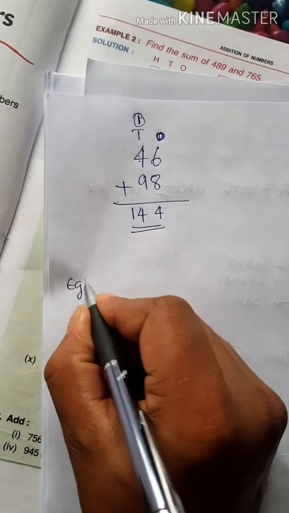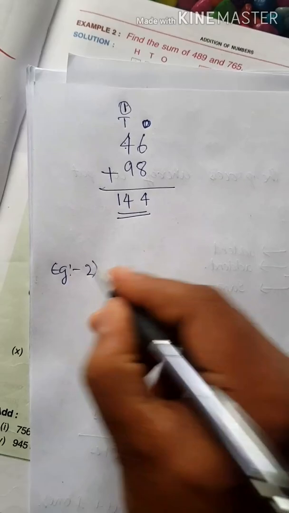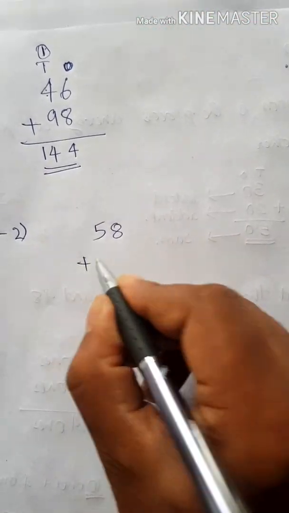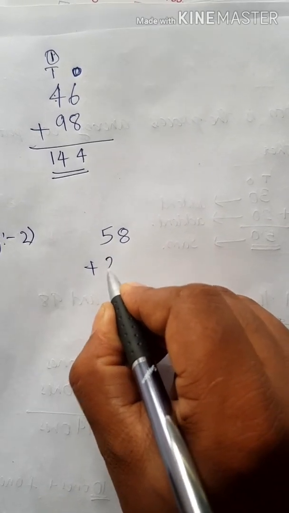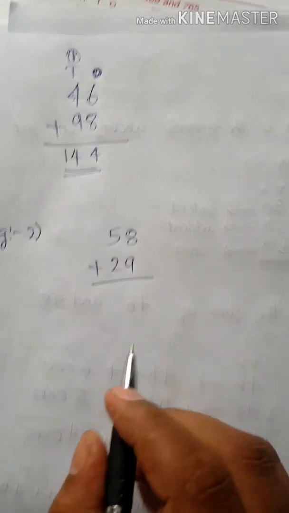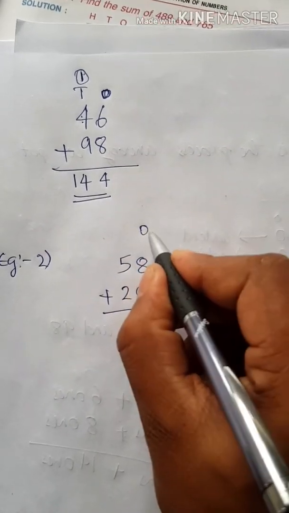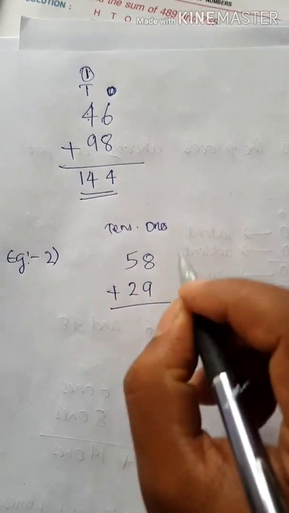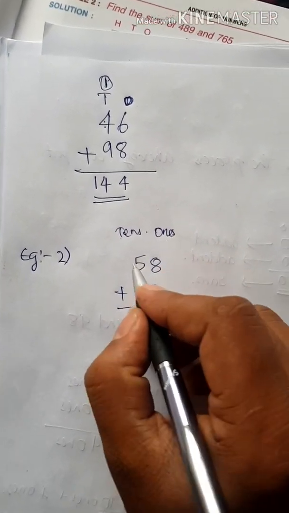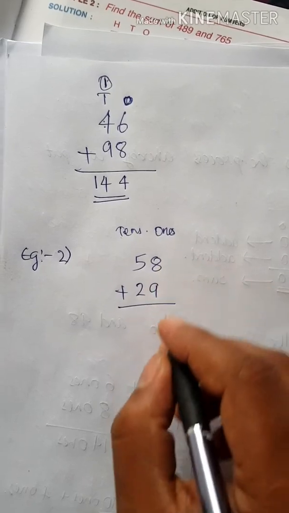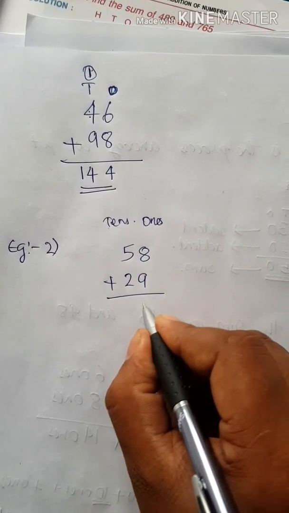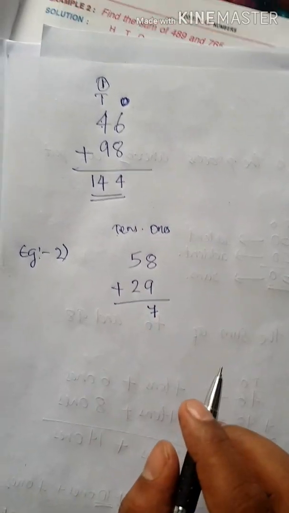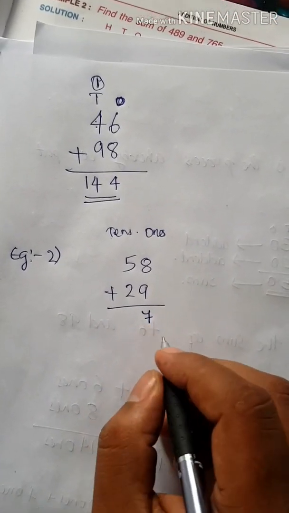Example 2. 58 plus 29. Let us see. Okay, this one is ones. This one is tens. Okay, in 58, 8 ones and 5 tens. So 8 plus 9, 17. In 17, you know that 7 ones and 1 ten is there.